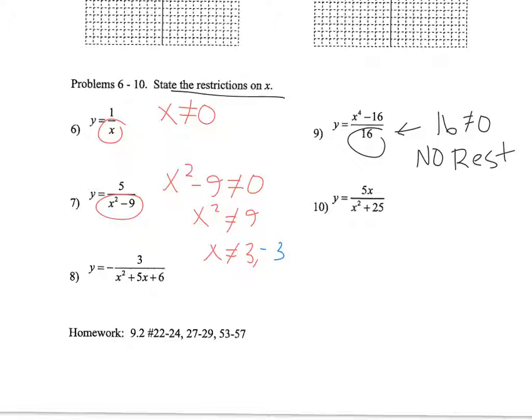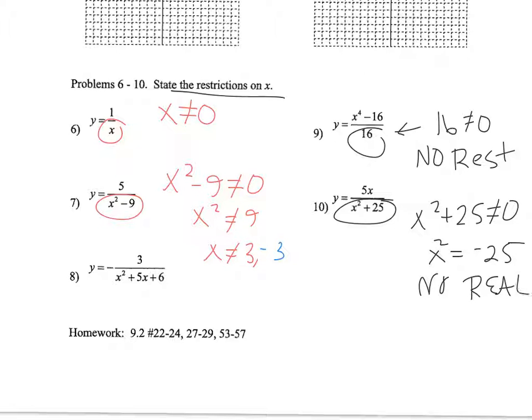Two things. And then number 10, I'm going to do x squared plus 25 can't be equal to 0. So x squared can't be equal to negative 25. Well, I can stop right there and see that there's not going to be any restrictions because this is going to be an imaginary number, and we're just talking about restrictions on real numbers here. So there's no restrictions.